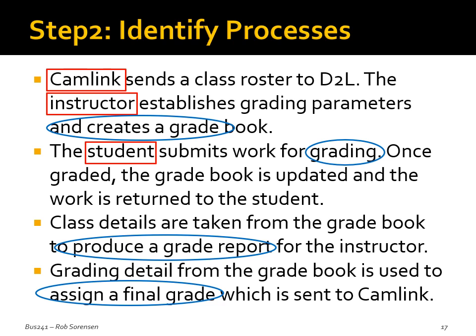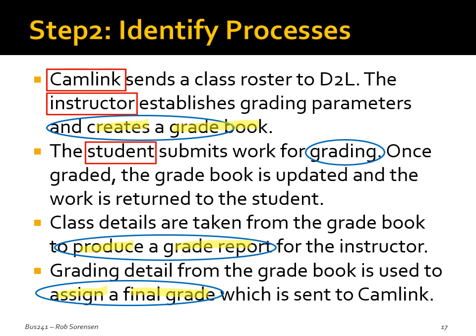Creating a gradebook is one, grading is another, produce a grade report, and assign a final grade. We can kind of get some clues here to these. Create grade report, there's a verb and an object. Produce grade report, assign final grade. Those are all verbs followed by a direct object, which is what we said processes would be, didn't it?